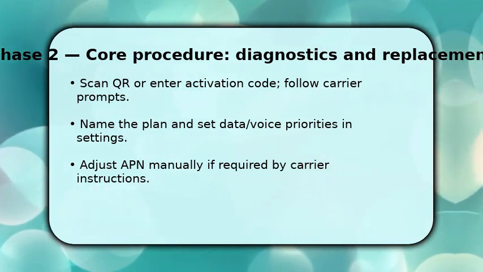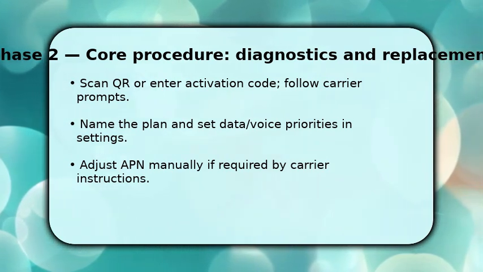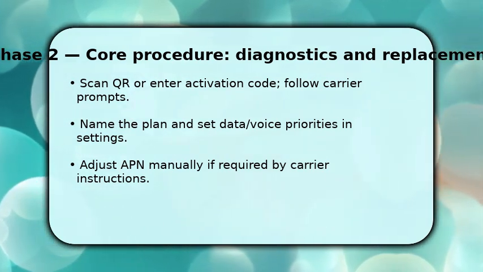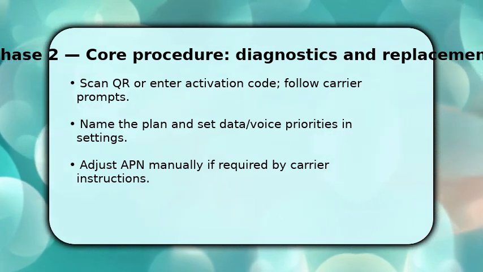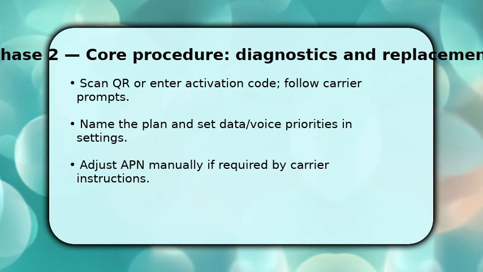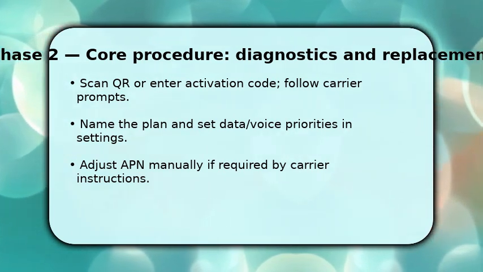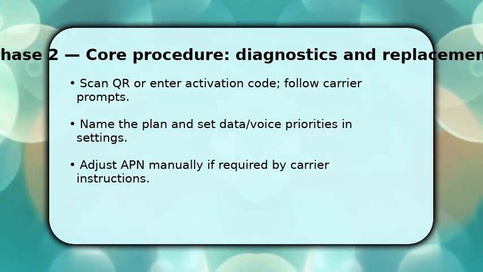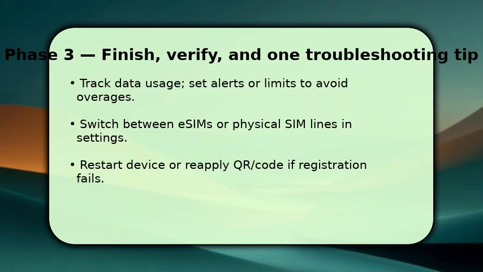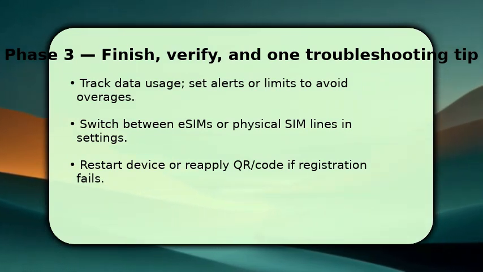Once installed, name the profile, label it with country or provider, and set whether it's primary for data or a backup. Make sure to select the correct line for data roaming and enable it, otherwise you'll stay offline. If connections fail, enter the carrier APN info manually in settings, and make a quick soft reboot to finalize registration before you leave.